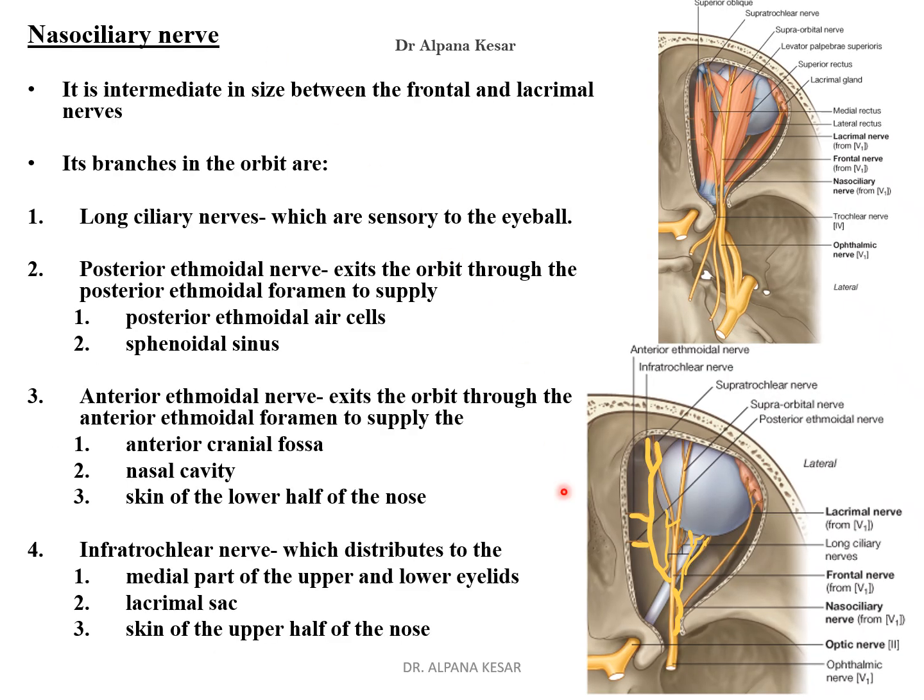Nasociliary nerve. This is the nasociliary nerve. Nasociliary nerve is one of the three branches of the ophthalmic nerve. It is the most medially located branch of the ophthalmic nerve. Frontal is the largest branch, lacrimal is the smallest branch, while nasociliary is intermediate in size.